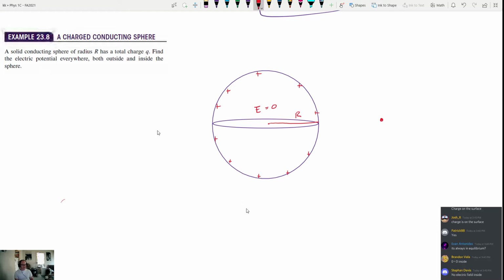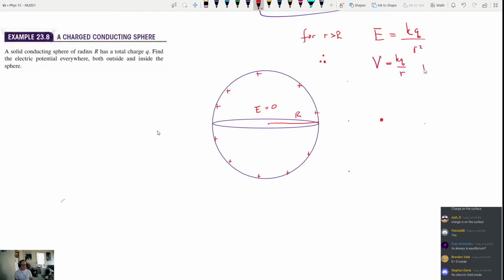Now, we know how to find the electric field for an object like this, right? If it carries a charge q, we know that for r greater than R, E is equal to kq over r squared. Okay? We know that this is true. That means that as long as we're anywhere outside of the sphere, this is our electric field. It behaves like a point charge. Therefore, we can use the same derivation we did for a point charge to find what the electric potential is, and it will have the same answer.